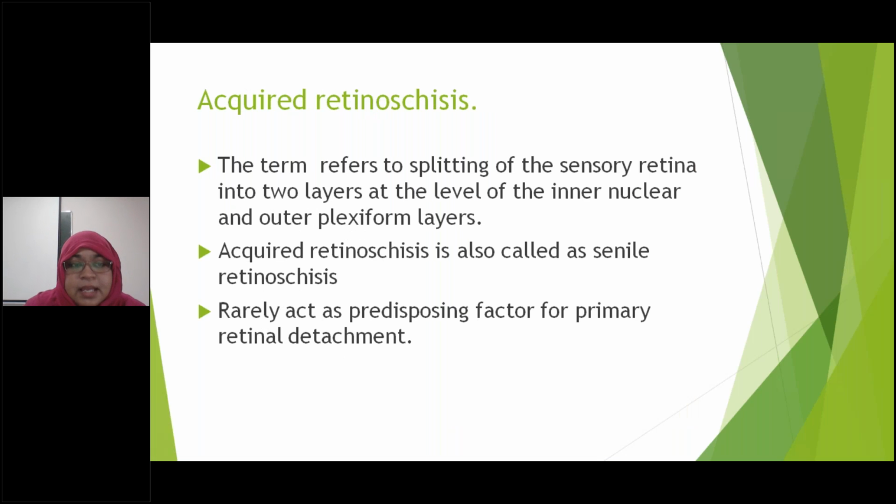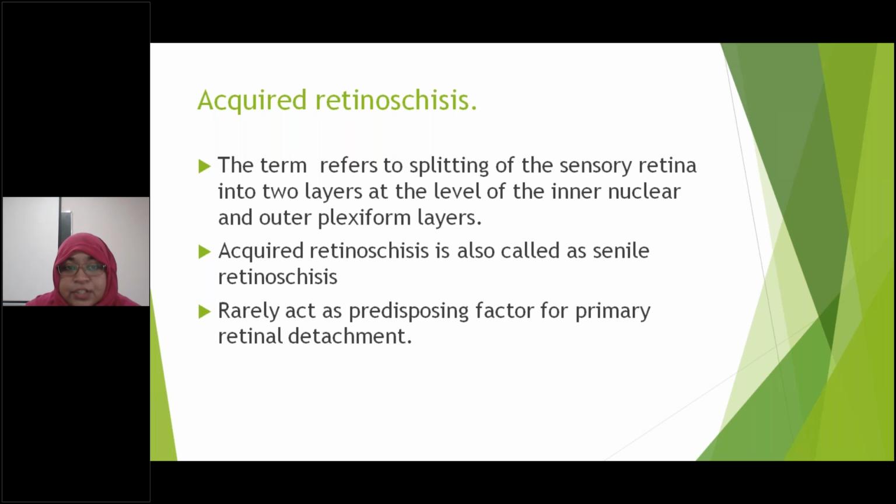Then acquired retinoschisis. Retinoschisis can be of two types: congenital or acquired. So what is retinoschisis? The term retinoschisis refers to splitting of the sensory retina into two layers at the level of the inner nuclear and outer plexiform layer. You should differentiate between retinal detachment and retinoschisis. Retinal detachment is the separation of the neurosensory retina from the retinal pigment epithelium. When the retinal pigment epithelium and neurosensory retina separate, that is called retinal detachment.